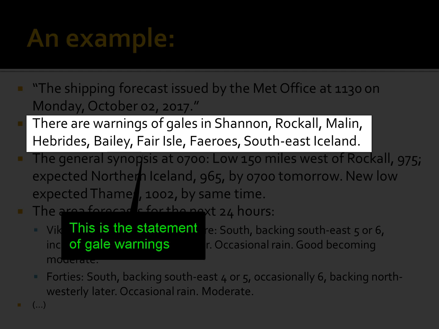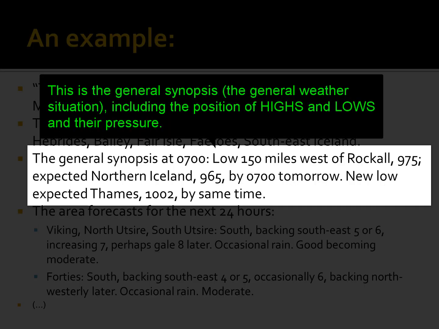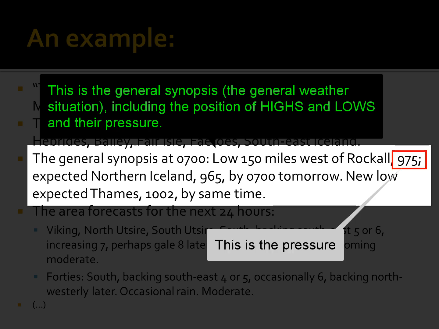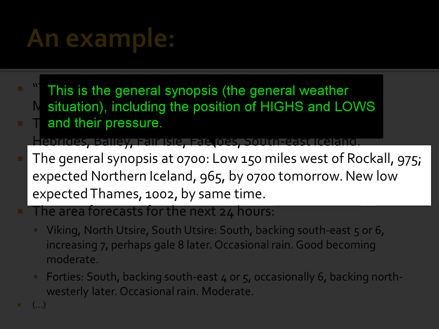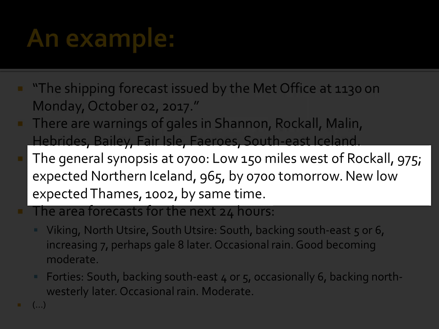There are warnings of gales in Shannon, Rockall, Malin, Hebrides, Bailey, Fair Isle, Faroes, Southeast Iceland. The general synopsis at 0700. Low 150 miles west of Rockall, 975. Expected Northern Iceland, 965 by 0700 tomorrow. New low expected Thames, 1002 by same time.